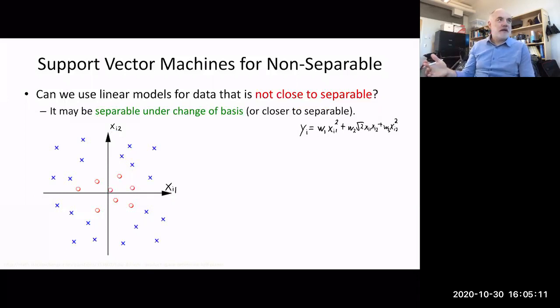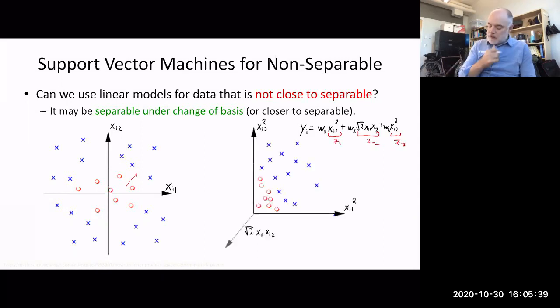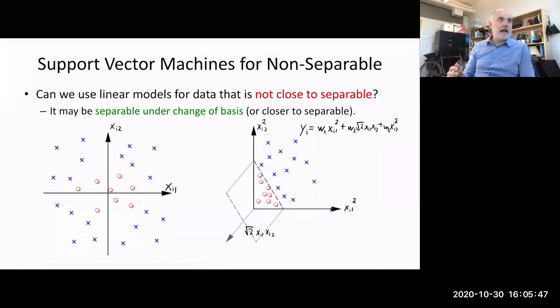But we know about changes of basis, and if we think hard enough and design a good change of basis, what would we do? We'd try to build something that looks a little bit circular. So maybe we make a change of basis that includes features that indicate distance away from the origin. And this was Z1, this was Z2, and this is Z3, then maybe we can find a hyperplane in this higher dimensional space.